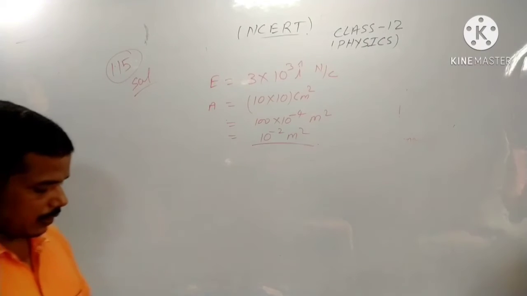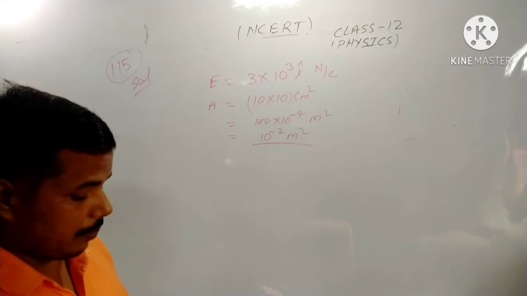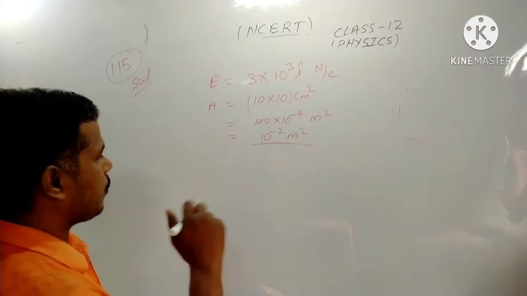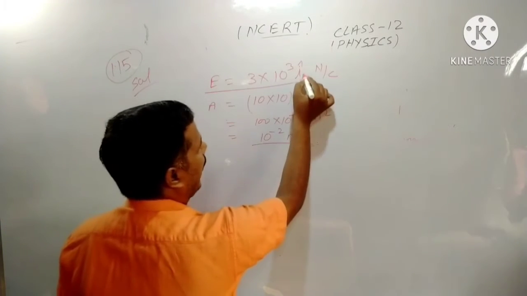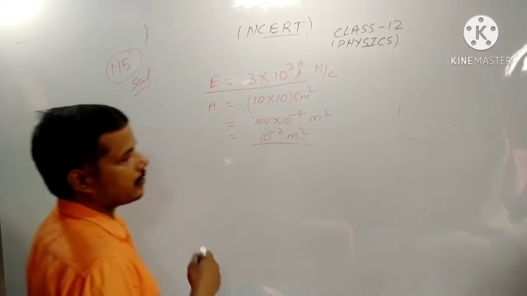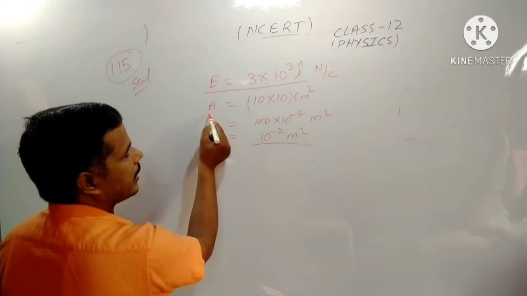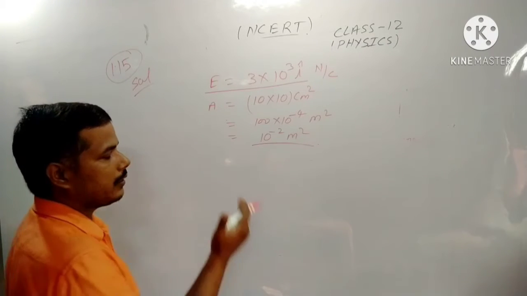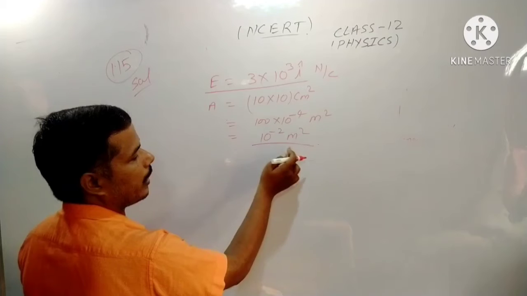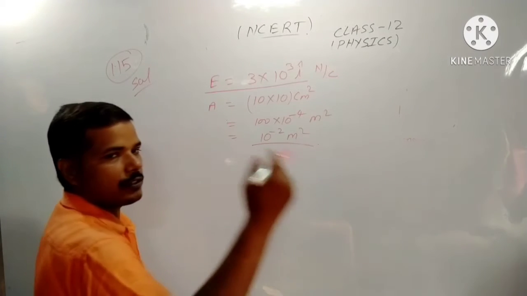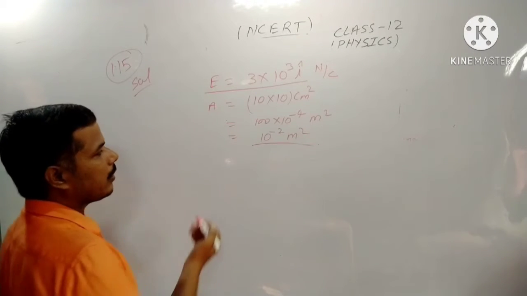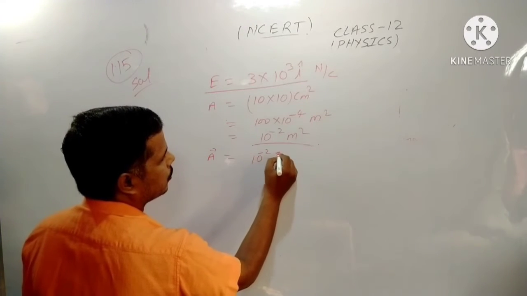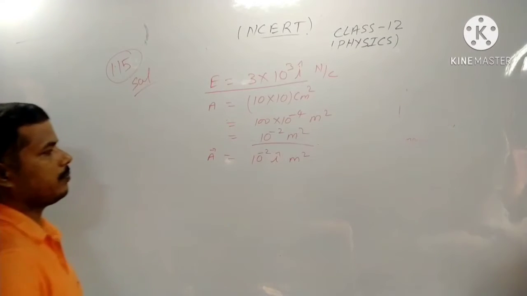Now, the question says that the square's plane is parallel to YZ plane. Look, E i cap means in the direction of x axis, and it says that area is in YZ plane. If it is put in YZ plane, then the direction of area will also be in direction of x axis. Okay, so we can say that A is equal to 10 power minus 2 i cap meter square.